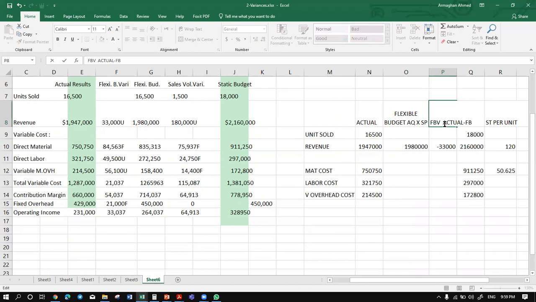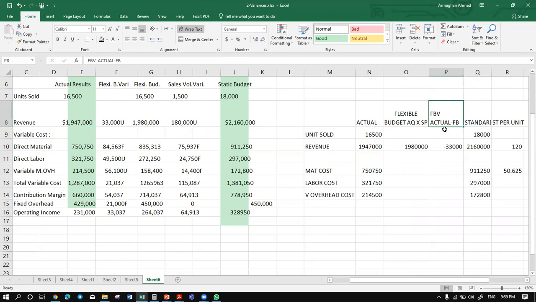Flexible budget. This is the way I will be calculating my things. Understand? So first I find out 120, then 1600 into 120. Now I'm looking for material. Farid, can you tell me how I can find out the flexible budget value for material?